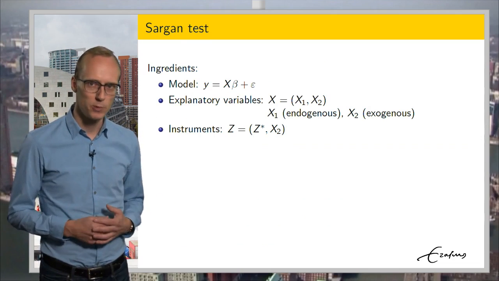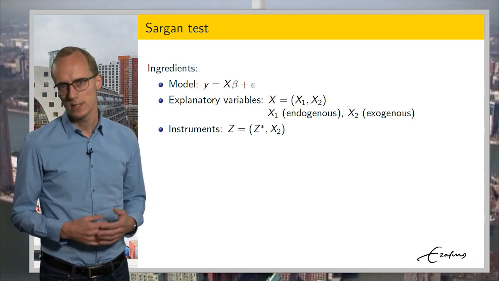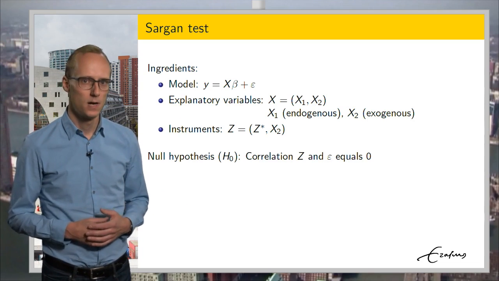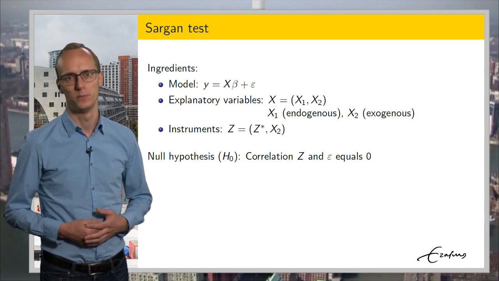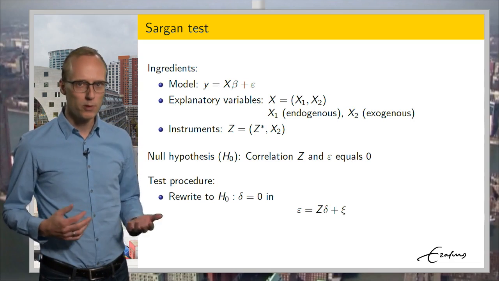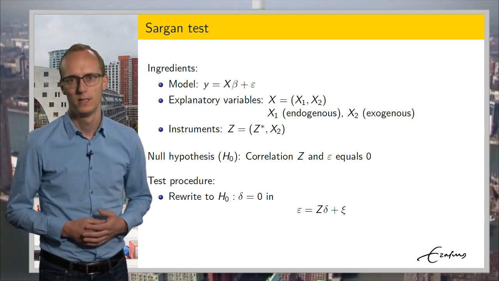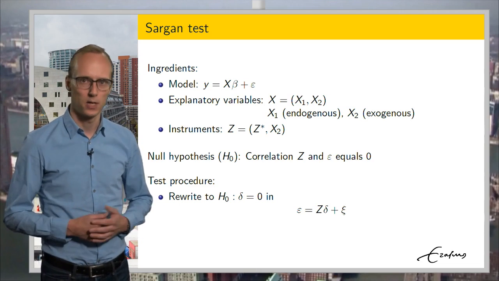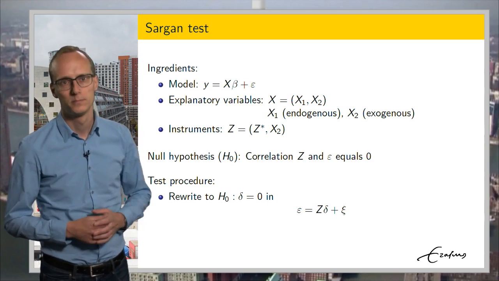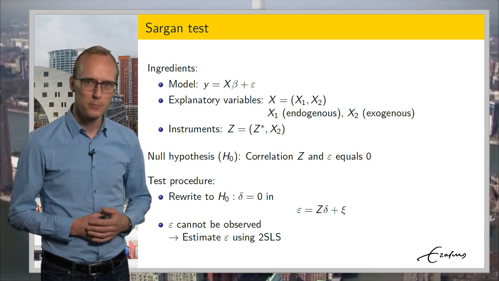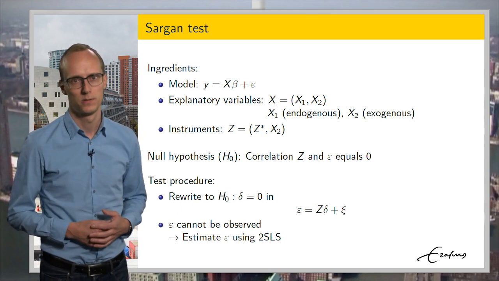The Sargan test can be used for this. The setup of the model and instruments is summarized on the slide, but it is the same as before. The null hypothesis in this test is that the instruments Z are not correlated with epsilon. We can rewrite this hypothesis in a regression that explains epsilon using Z. The null hypothesis that epsilon and Z are unrelated can now be translated to delta equal to 0. The problem that epsilon cannot be observed is solved by estimating its elements using 2SLS.